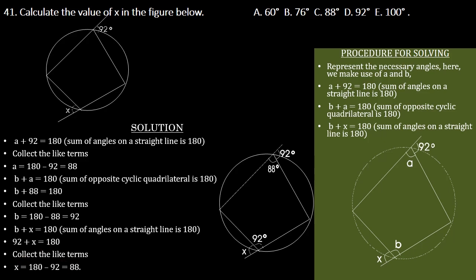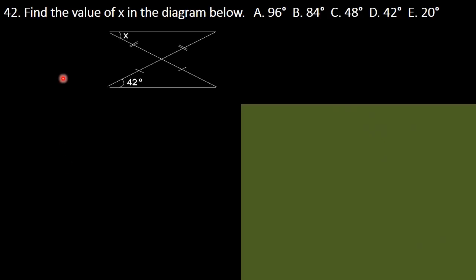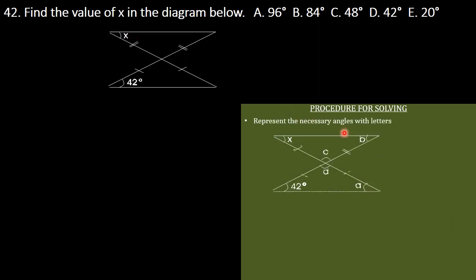Question 42. Find the value of X in the diagram below. Here is the diagram. For you to get the value of X, let's check the procedure for solving this. Represent the necessary angles with letters. Let's represent all the angles with letters. Here is our A, here is our B, here is our D, here is our C. A is equal to 42 degrees.